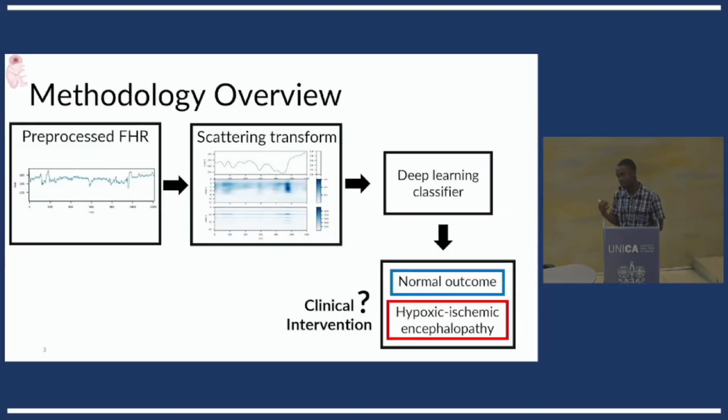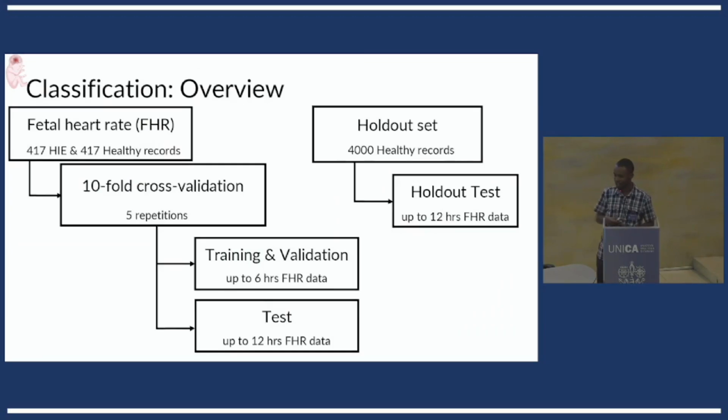I'm applying a time frequency resolution transformation, that's a scattering transform. I put that through a deep learning classifier and I try to get whether it's a normal outcome or an HIE intervention. So for my classification experiment, I selected all the HIE cases, that's 417, and I randomly undersampled the healthy cases from our database due to the class imbalance problem. I'm doing a 10-fold cross-validation with 5 repetitions.